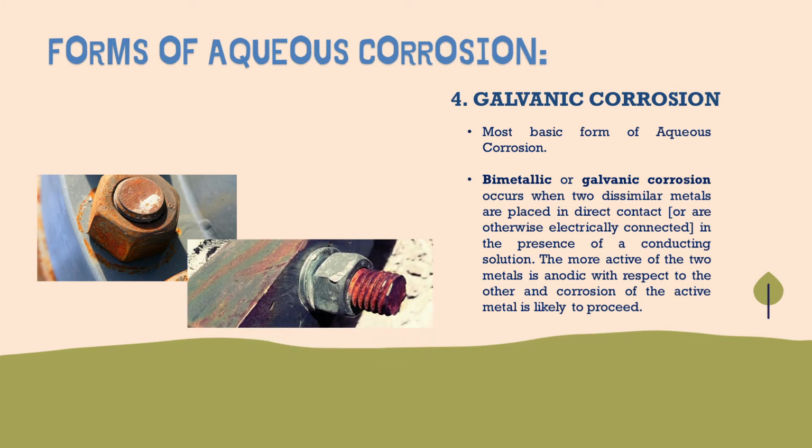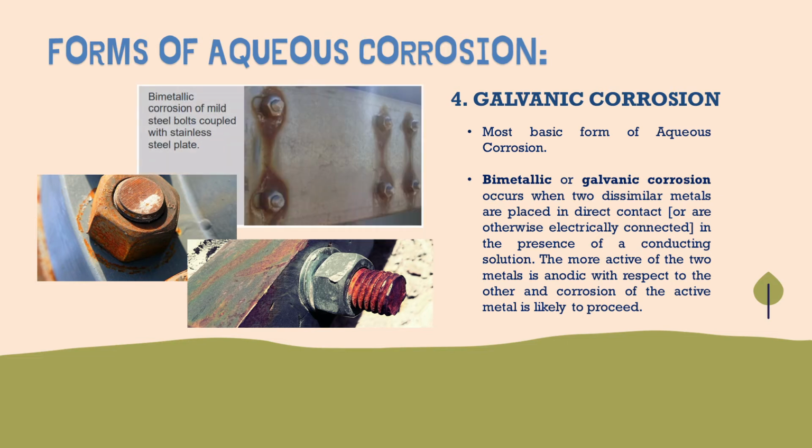As observed from the figures, there are two different metals in contact with each other. One of the two metals is considered active, and the active metal will probably experience corrosion. Another example of galvanic corrosion is mild steel bolts coupled with a stainless steel plate.